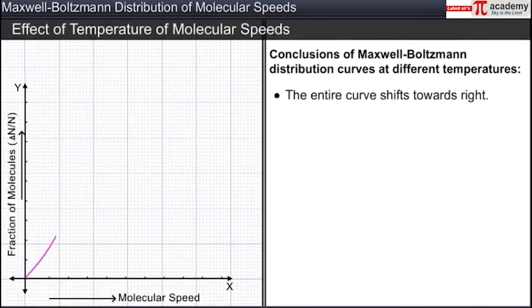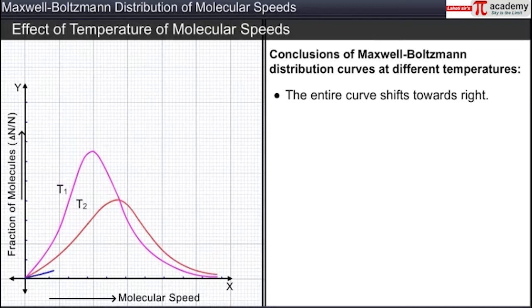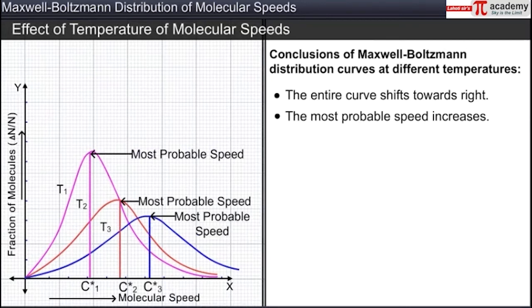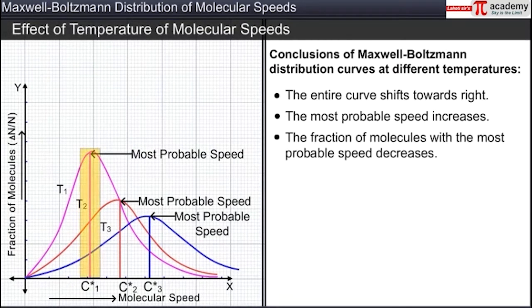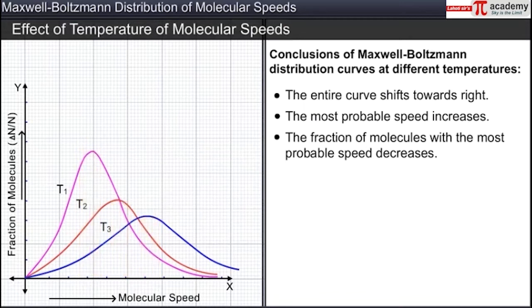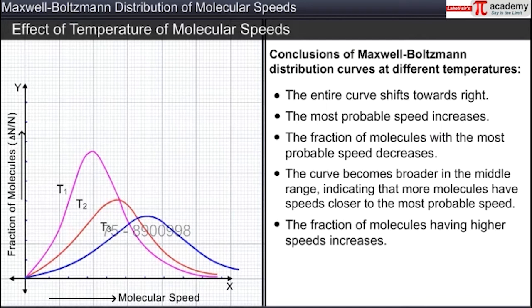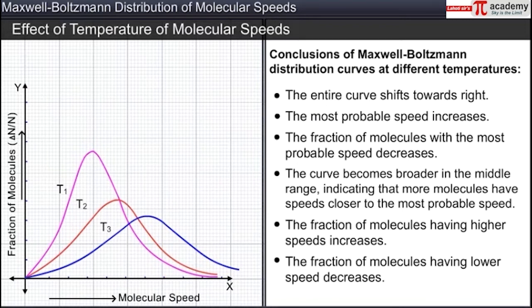The entire curve shifts towards the right. The most probable speed increases. The fraction of molecules with the most probable speed decreases. The curve becomes broader in the middle range, indicating that more molecules have speeds closer to the most probable speed. The fraction of molecules having higher speeds increases. The fraction of molecules having lower speeds decreases.